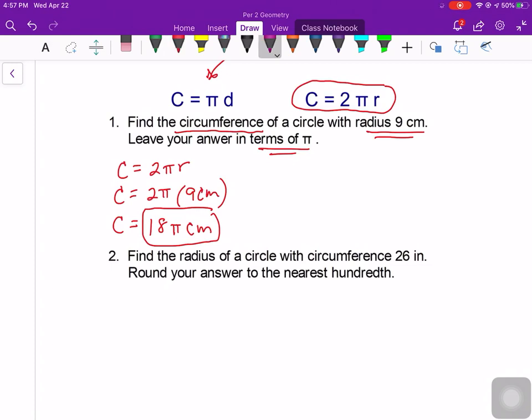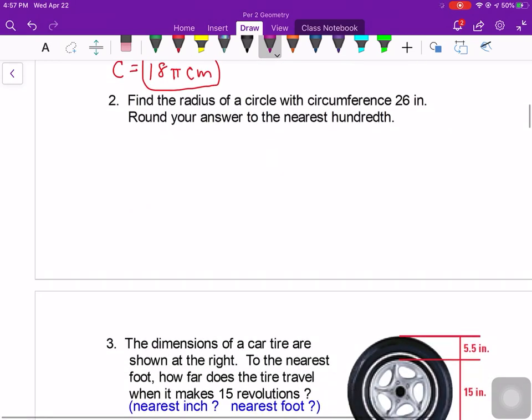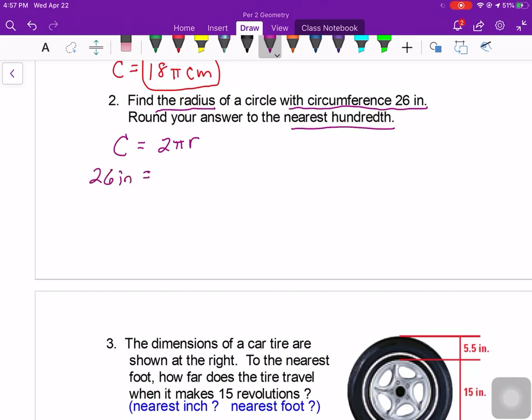Let's try a second example. In this second example, they actually ask us to find the radius. And they give us the circumference. They tell us to round to the nearest hundredth. Since we're looking for the radius and we're given the circumference, we'll use the same formula we just used. Circumference equals 2 times pi times the radius. This time we don't know the radius, so we'll fill in the circumference, 26 inches for the C and 2 pi r on this side.